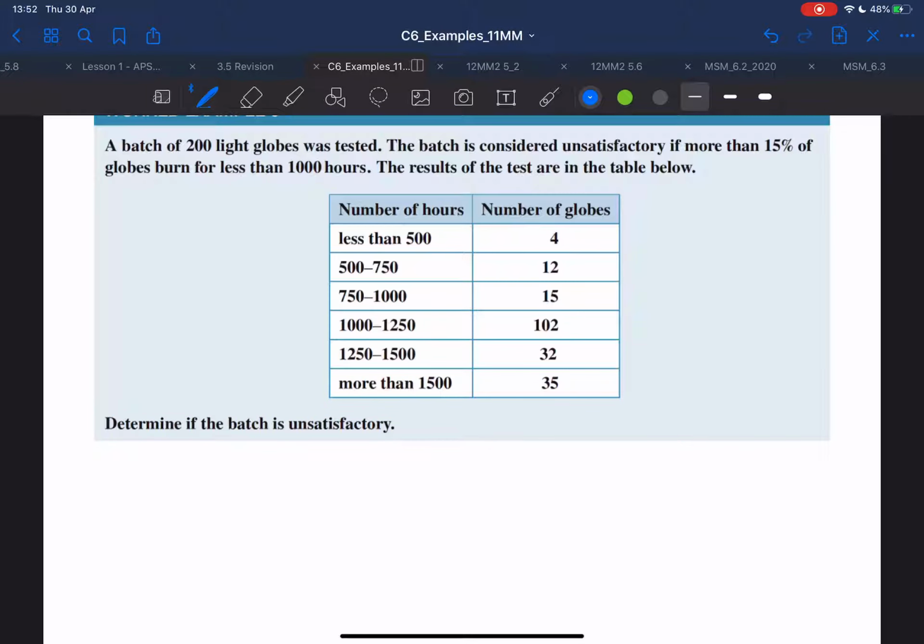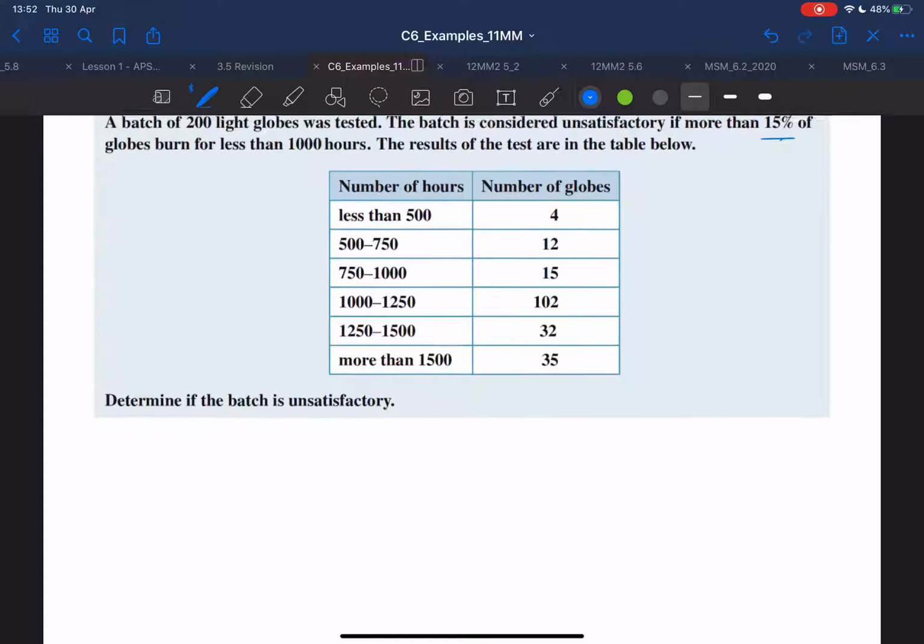So what we want to look at is there's two ways. You're either going to see if less globes are burning for less than 15%, or we're going to see if more than 85% of globes burn for more than 1,000 hours.